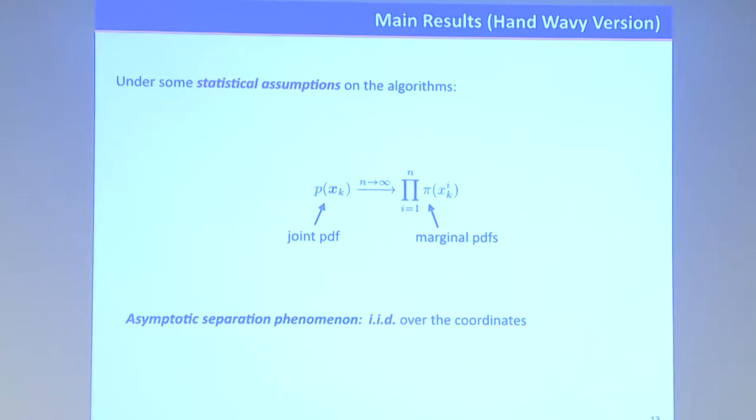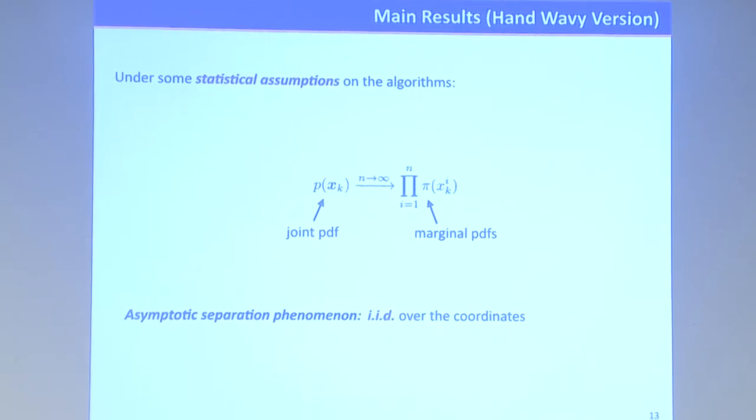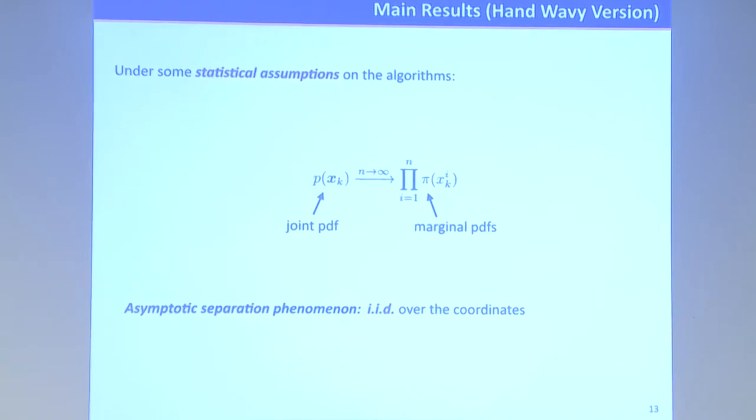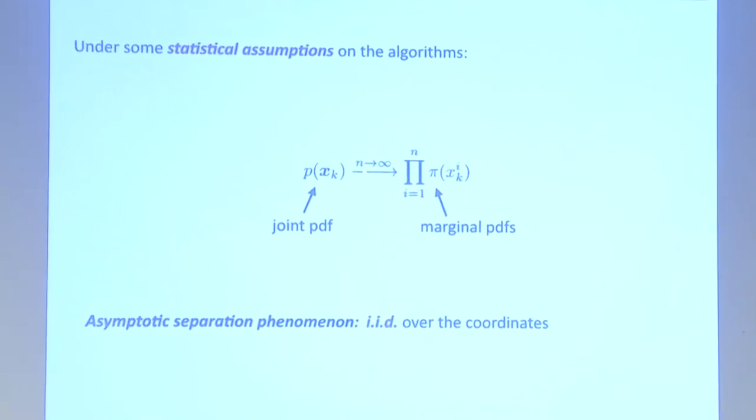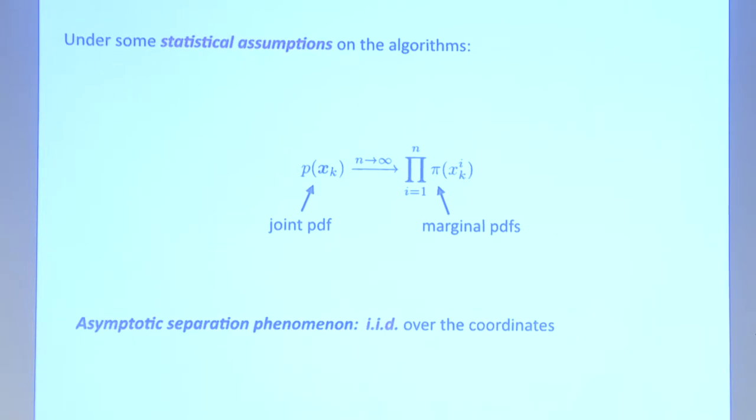There is a very interesting phenomenon in the high dimensional setting, the so-called asymptotic separation phenomenon. So a priori, we are studying a high dimensional joint distribution. x of k is the estimate of the algorithm at step k, and p of x of k is a joint PDF. It's pretty complicated. But under certain statistical assumptions, which I'm going to talk about next, we can show that as dimension goes to infinity, this joint distribution will converge asymptotically to a product distribution. It's a product of marginal distributions. In other words, we're saying that different coordinates of this vector become IID, independent identically distributed.